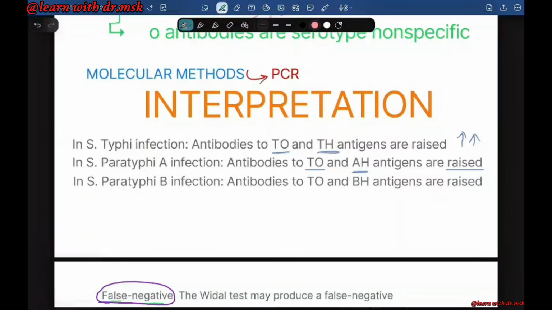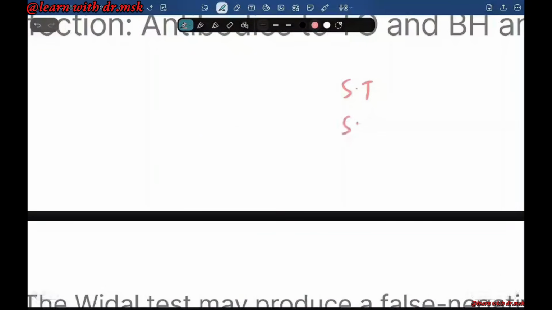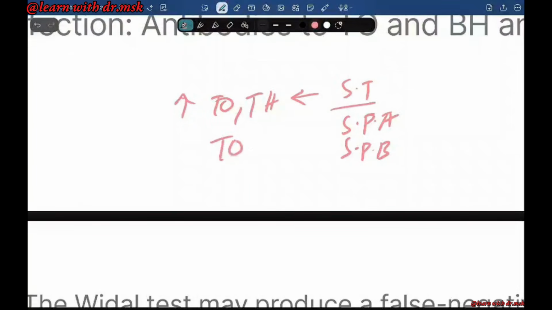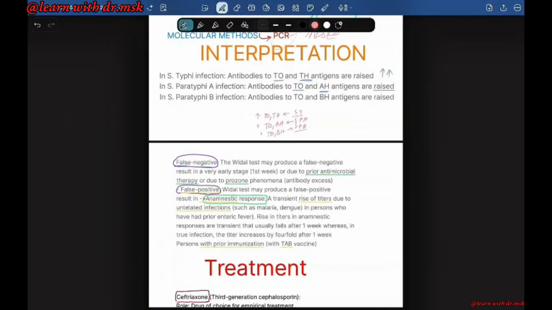What are the molecular methods, sir? We can use PCR. What type of PCR, sir? Nested PCR can be used. And how do we interpret, sir? As we know, in Salmonella typhi, Salmonella paratyphi A, Salmonella paratyphi B: if TO and TH are elevated, it is Salmonella typhi. If TO and AH are elevated, it is Salmonella paratyphi A infection, sir. If TO and BH are elevated, it is Salmonella paratyphi B infection, sir. That's the simple thing. TO and TH raised means Salmonella typhi.